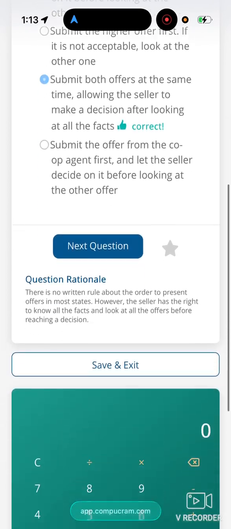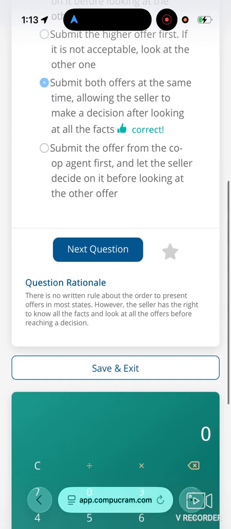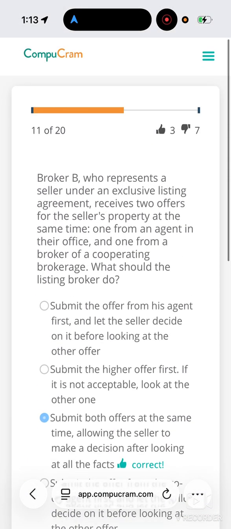Yes, C. There's no written rule about the order to present offers in most states. However, the seller has the right to know all the facts and look at all the offers before reaching a decision.